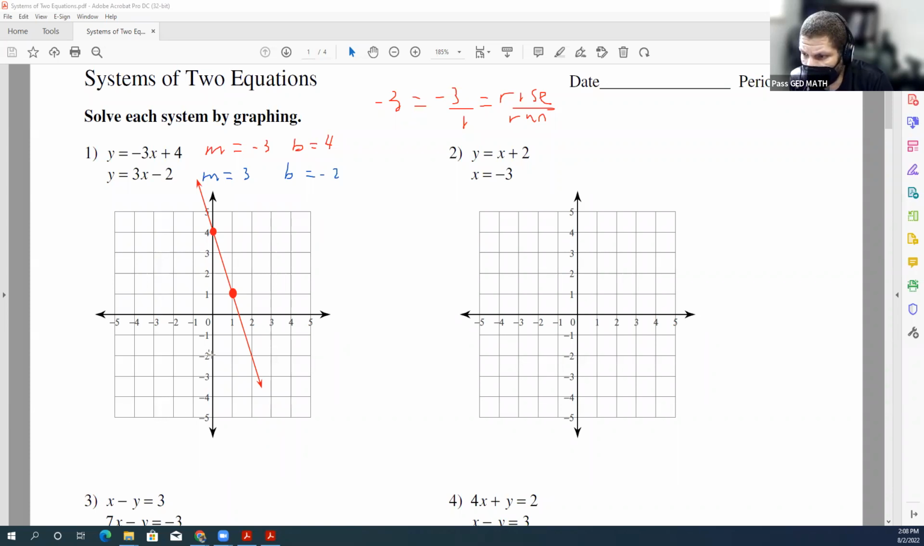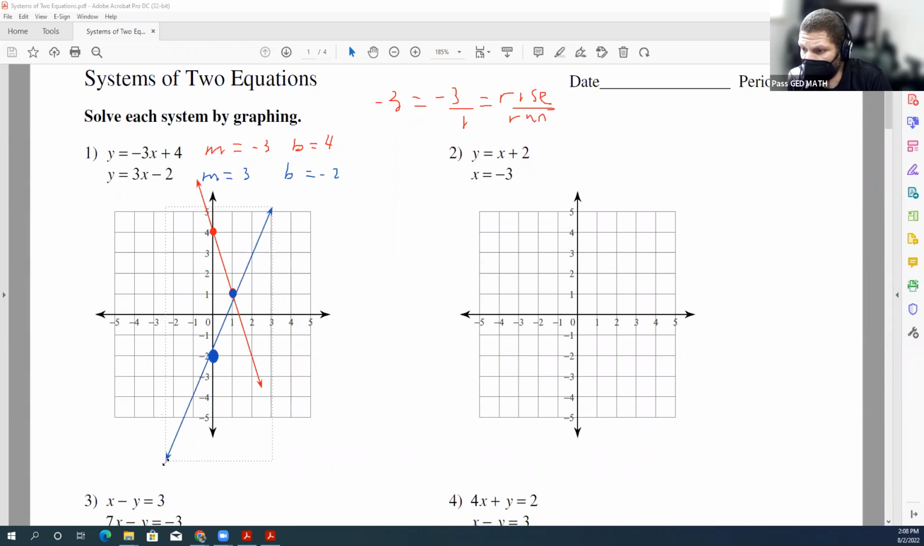So our first point, the y-intercept, is where it crosses the y-axis at -2. And then our slope is 3, which is the same as 3 over 1, which means our rise is +3, our run is 1. So we're going to go up 3, 1, 2, 3, over 1. You should see right away where these two lines intersect. Okay, that shouldn't be hard for you to see.